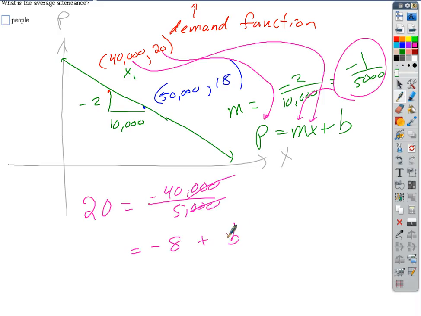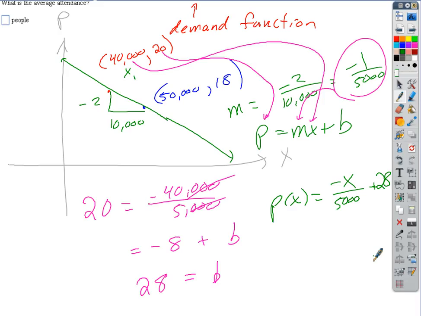So what we get from this is our demand function. We know then that P of x equals negative 1/5,000th x, so negative x over 5,000 plus 28. Yep, okay, so there's our demand function. That's how the price is linked to the number of people attending, x. It's price per ticket as a function of the number of people attending, so it's a function within a function here.